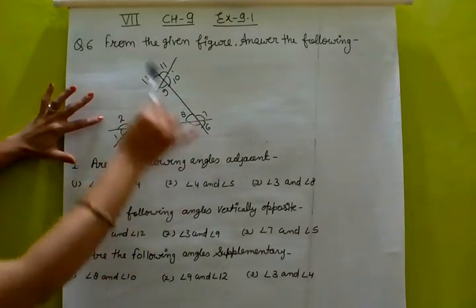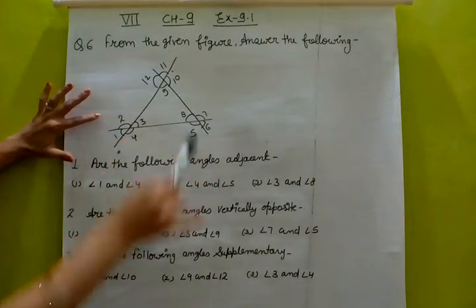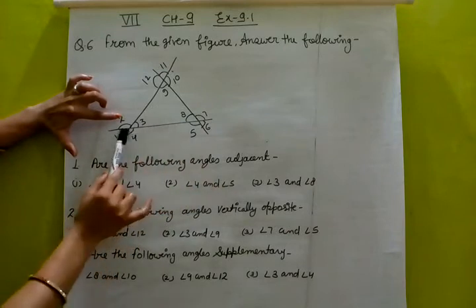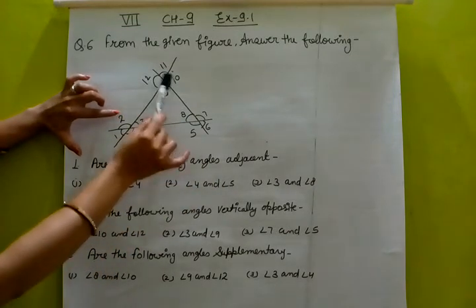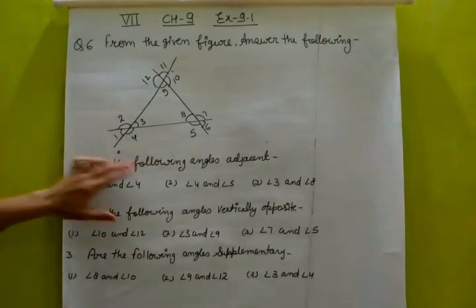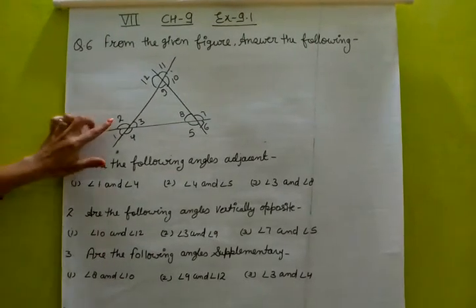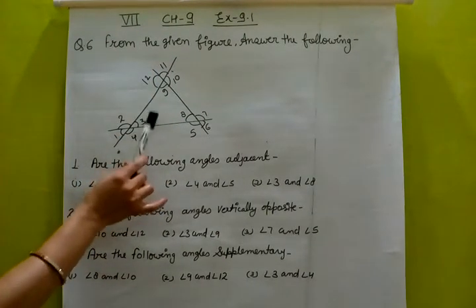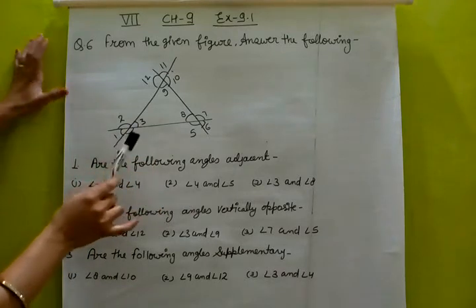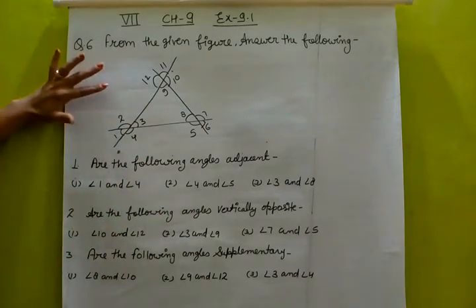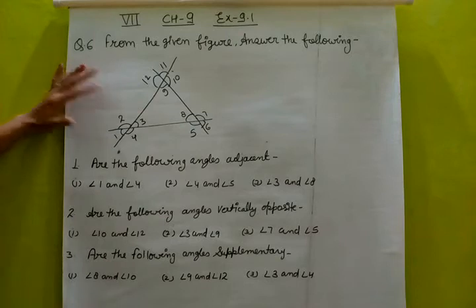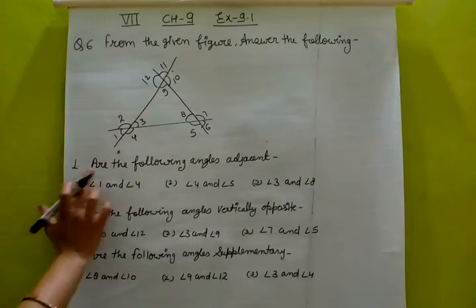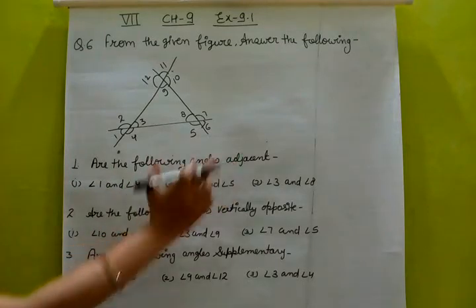Here 3 lines are given and the lines are intersecting each other. When these 2 lines intersect, 4 angles form, here also and here also. So students, a total of 12 angles are given, 4, 8 and 12 angles. Now students, here we will use our theories of linear pair, adjacent angles, supplementary and complementary angles, and we will solve these questions.